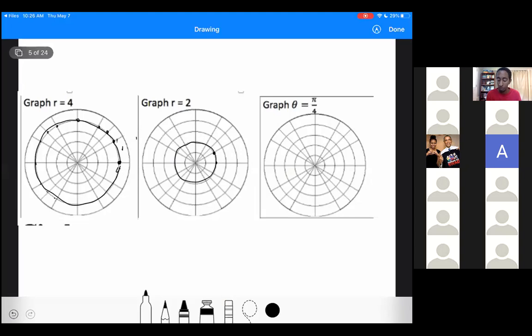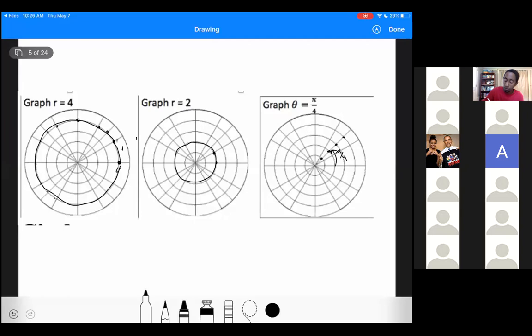And then if we have theta equals pi over 4, then we're looking at where the angle is pi over 4, which is 45 degrees. And that would be right here. That's an angle of pi over 4, right? Now, it doesn't specify what the r is. So the r could be 1, and then you would have a point here. The r could be 2, and you can have a point here. The r would be 3, you would have a point here. The r would be 4, you have a point there. So anywhere along there, the angle is pi over 4.